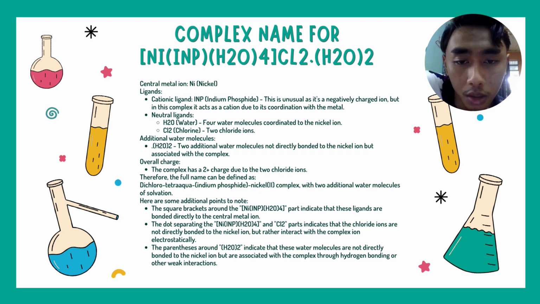So here are some additional points to note. The square brackets around the metal complex part indicate that these ligands are bonded directly to the central metal ion. The dot separating the metal complex and chlorine parts indicates that the chloride ions are not directly bonded to the nickel ion, but rather interact with the complex ion electrostatically. And the parentheses around H2O indicate that these water molecules are not directly bonded to the nickel ion, but are associated with the complex through hydrogen bonding or other weak interactions.